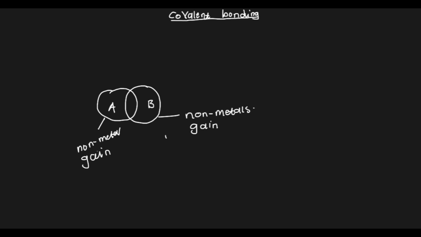Now, if these two are trying to react, the atom A will contribute maybe one or two electrons, and atom B will also contribute, as long as the two elements attain stability. Here we can put this in dots as the electrons for atom A and crosses for the electrons for atom B. So the covalent bonding is formed when two nonmetals combine together.